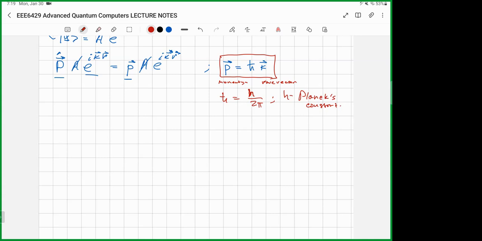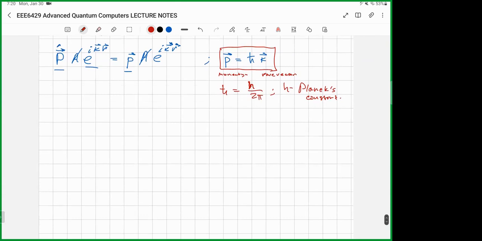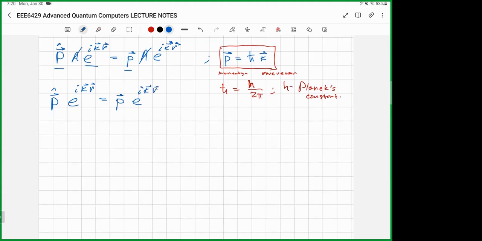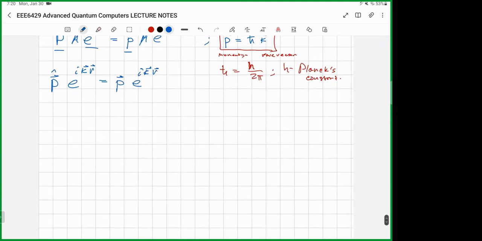So what kind of equation do we come to? We get this equation: P, the momentum operator, acting on e to the power of ikr is equal to the momentum vector, not operator, a vector, times e to the power of ikr. So now let me write down the result, and then I will show you that this is actually a correct result for the operator of momentum.